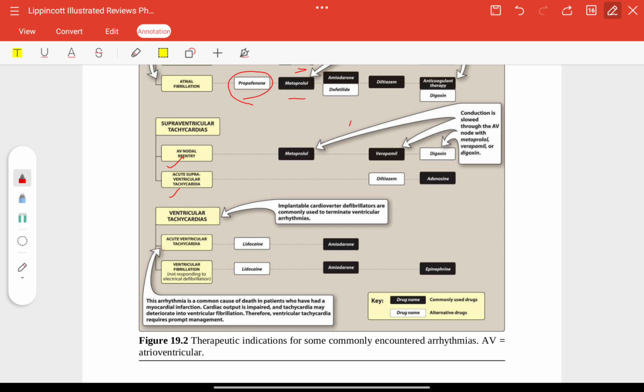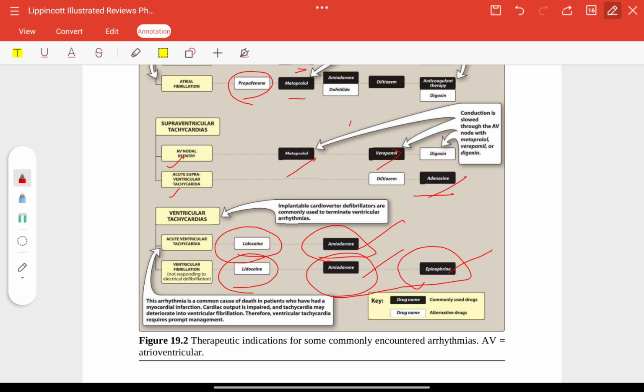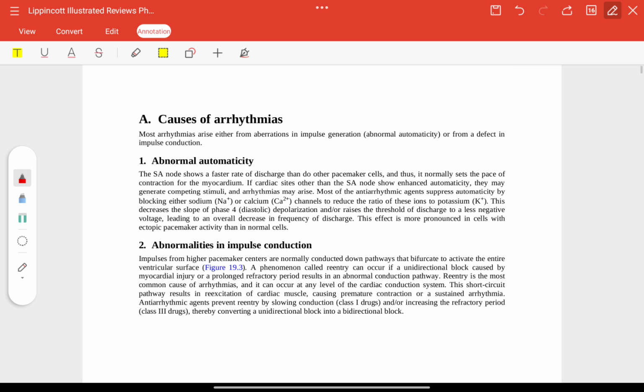For supraventricular tachycardias, AV node reentry, we will select metoprolol, then verapamil and digoxin, because conduction is slowed through the AV node with metoprolol, verapamil and digoxin. For acute supraventricular tachycardias, we'll go for diltiazem and adenosine. For acute ventricular tachycardia, we'll go first for lidocaine, then amiodarone. And the same for this: lidocaine, amiodarone, and then epinephrine. So these are the commonly used drug names which we opt for in these conditions.